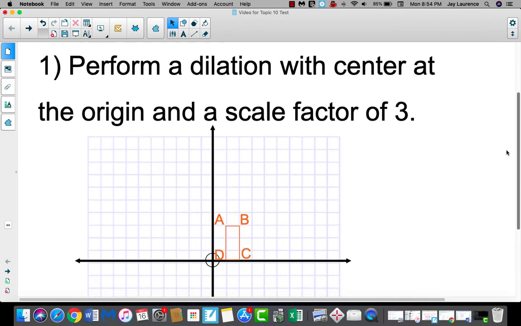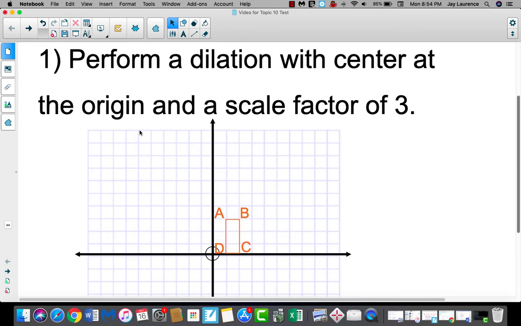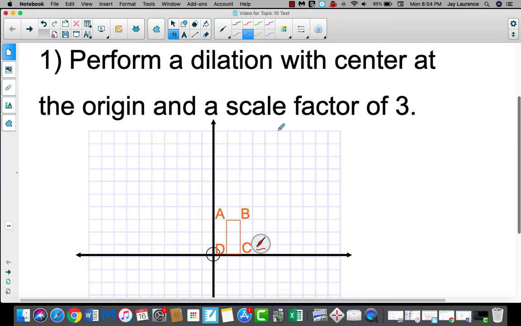So number 1 says to perform a dilation with a center at the origin and a scale factor of 3. So you're going to perform it on this rectangle. Are you taking notes on this? You should have your notebooks out, and you should be doing this problem with me. You're going to need graph paper for it. You're going to need some straight edges, okay, or the best you can.